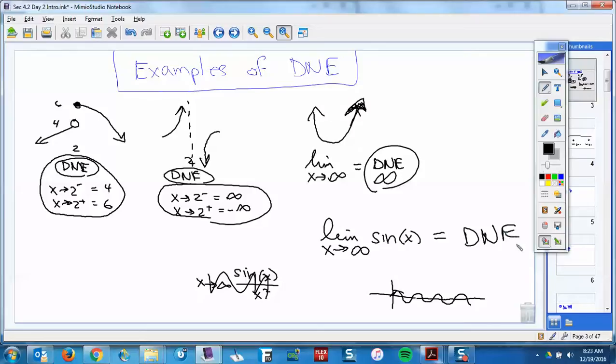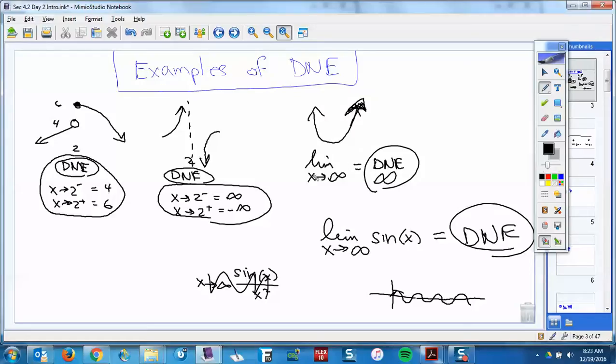Does not exist, right? It doesn't exist because there is no value that they are approaching. The y values here are not approaching a number. They're bouncing back and forth between negative 1 and 1. So it does not exist, okay?